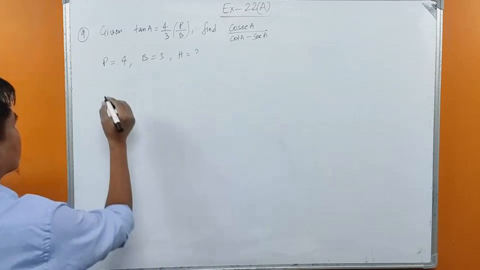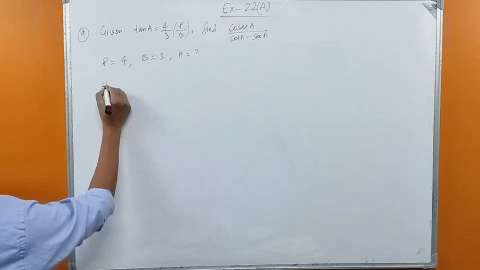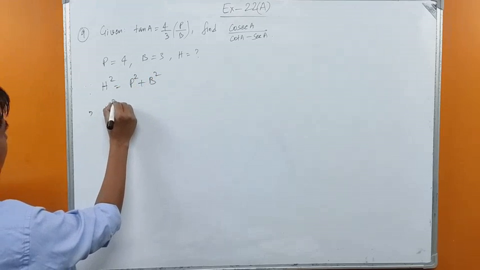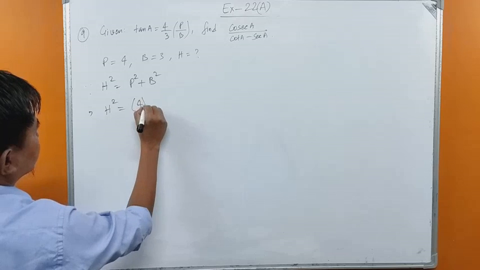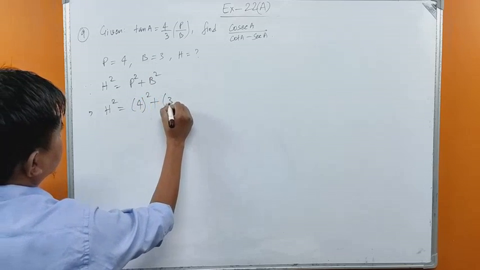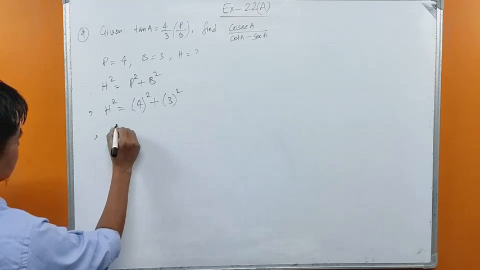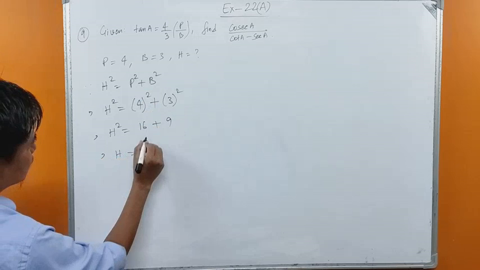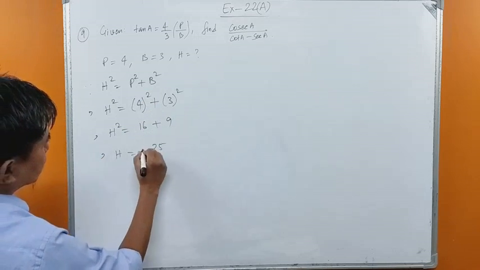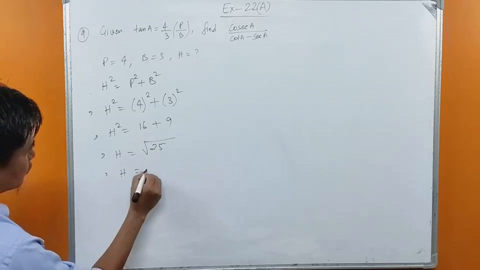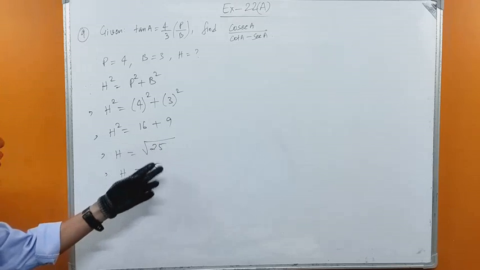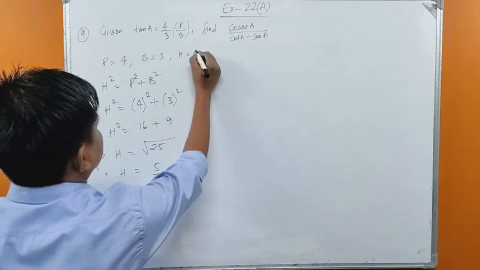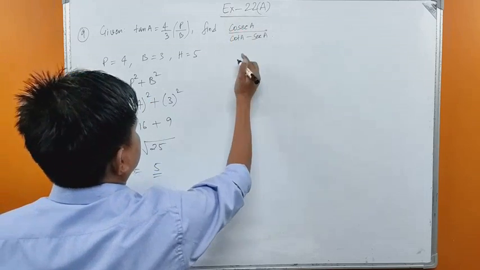Applying Pythagoras theorem, h square equals p square plus b square, so h square equals 4 square plus 3 square, which is 16 plus 9, equal to 25. The square goes to the right hand side and becomes root, therefore h equals 5, since 5 times 5 is 25. So we found h.